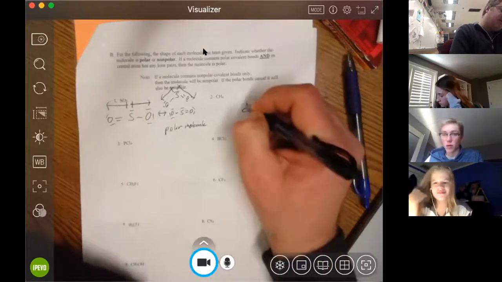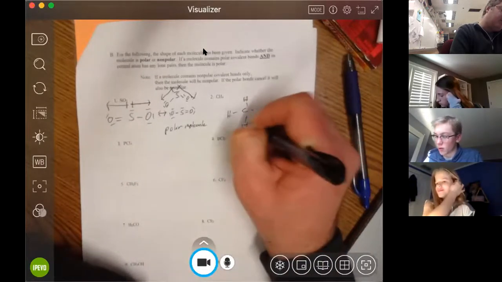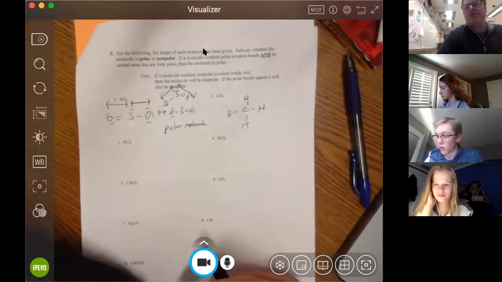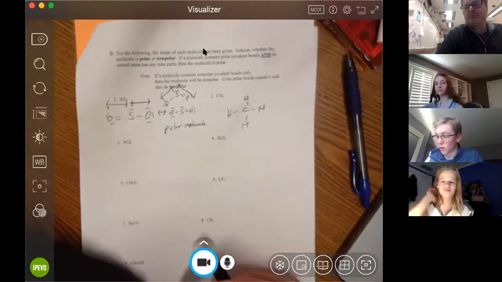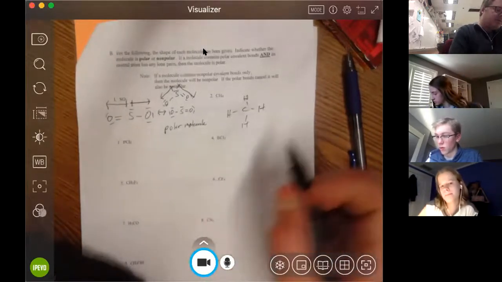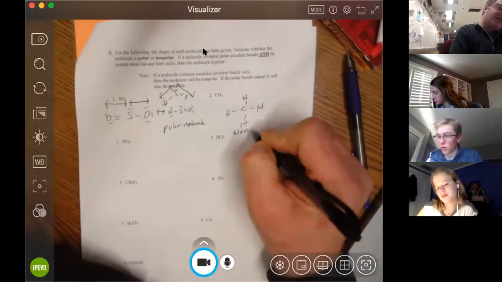If we take a look here at this methane, or carbon tetrahydride, are these bonds polar? No, they're nonpolar. If it has only nonpolar bonds, then it cannot be a polar molecule.